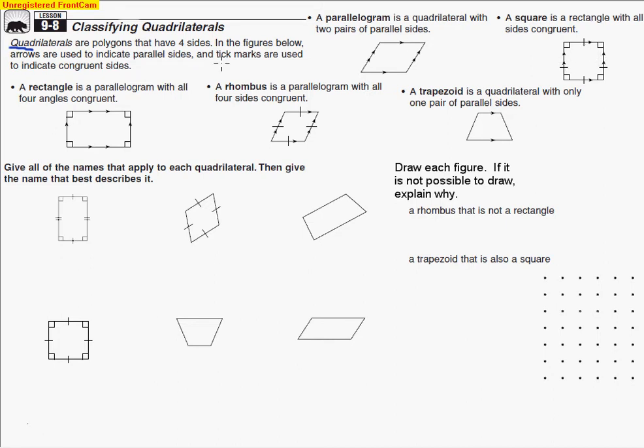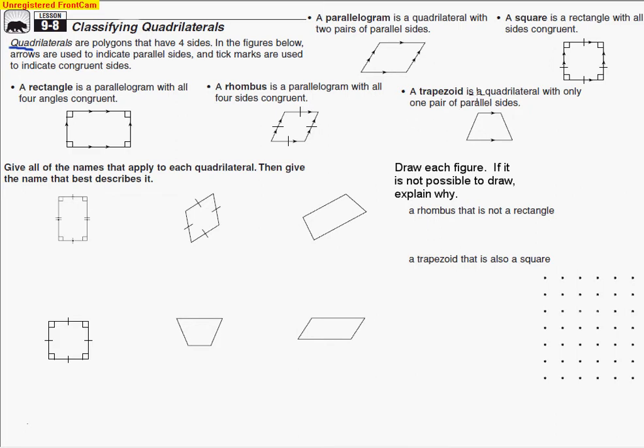Here's a rectangle. A rectangle is a special type of parallelogram again. We've got the parallel sides, but we've also got congruent angles. So all angles are exactly the same. Then we have a rhombus. A rhombus is a parallelogram with four sides that are congruent. So another parallelogram, but all sides are congruent. They're all the same.